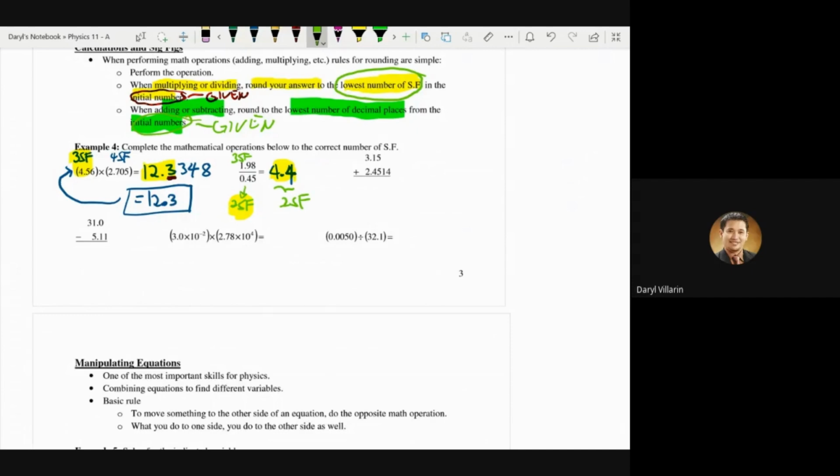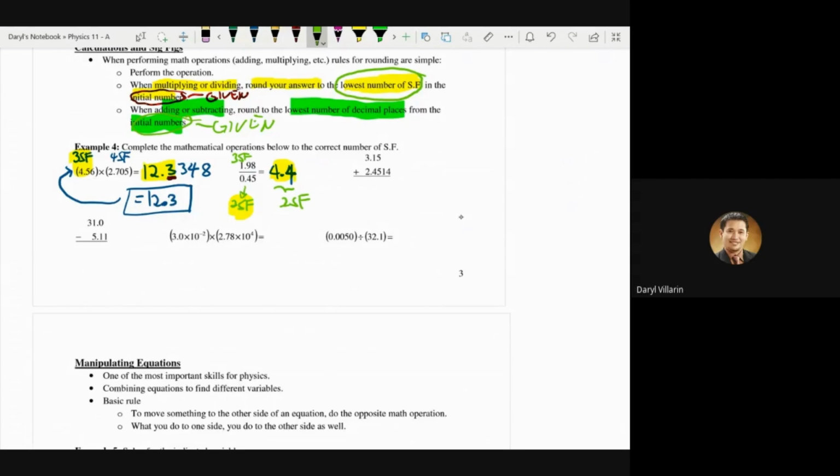Because I'm dividing, again, division and multiplication follow the same rule, okay? However, if you're adding and subtracting, you have to count the lowest. Actually, you're going to base it on the precision of your measurement. The precision, again, can be seen from the number of decimal places in your number.